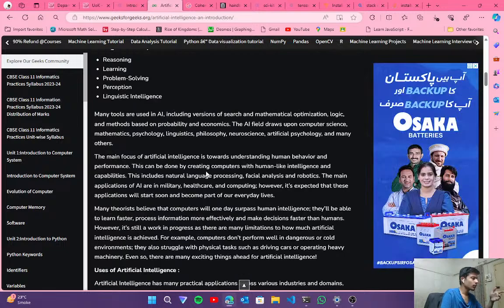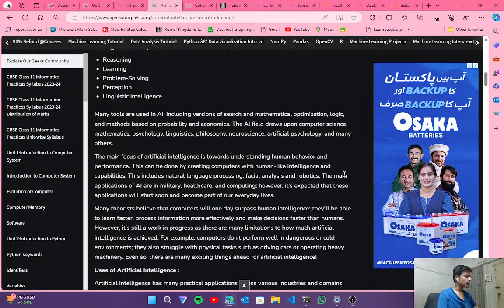Many tools are used in AI, including versions of mathematical optimization, logic, and methods based on probability and economics. The AI field draws upon computer science, mathematics, psychology, linguistics, philosophy, neuroscience, and many others. The main focus of AI is towards understanding human behavior and performance. This can be done by creating computers with human-like intelligence and capabilities. This includes natural language processing, facial analytics, and robotics. The main applications of AI are in military, healthcare, and computing.